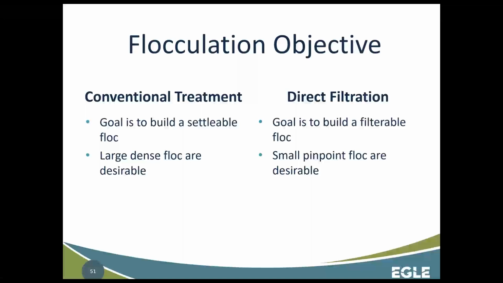And to do that, you want a large, dense floc. Makes sense. You want the surface area to go down and the density to go up. These little particles have huge surface area and low density, which makes them want to float and makes them difficult to settle. We want lower surface area, higher density.